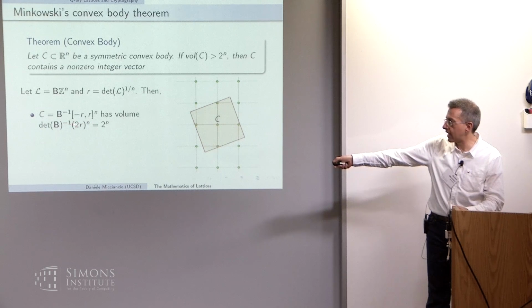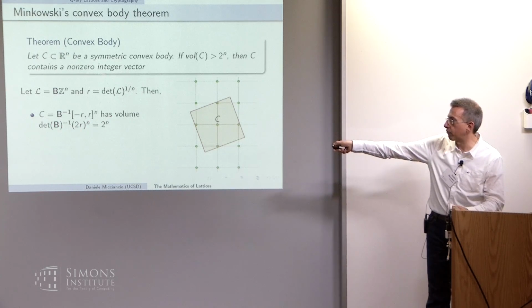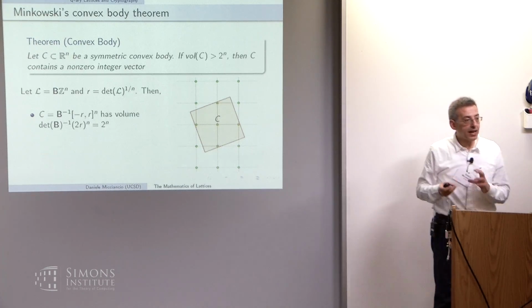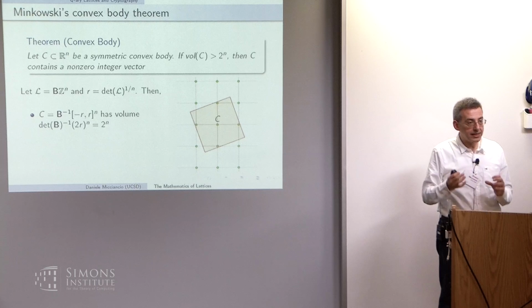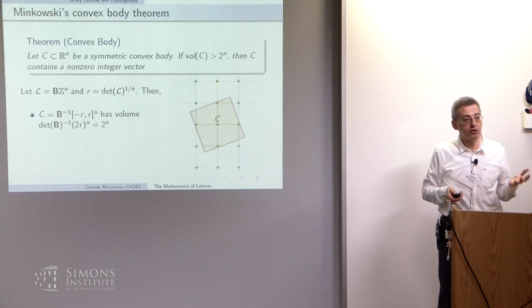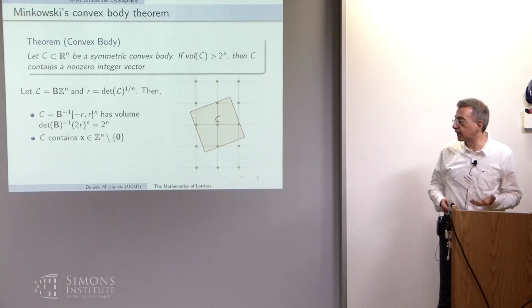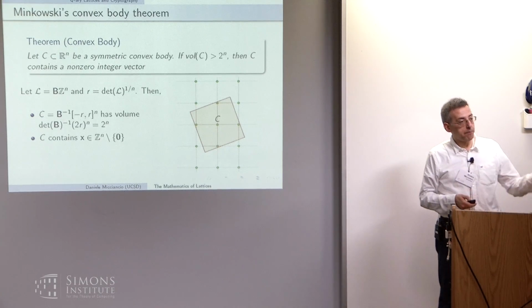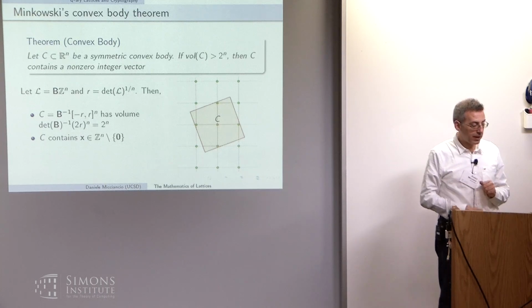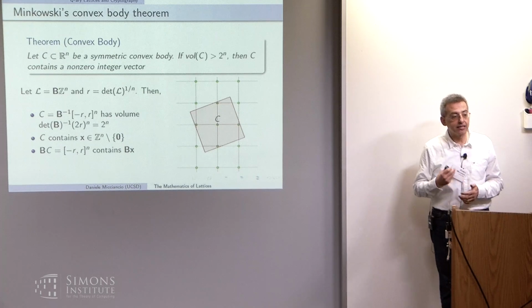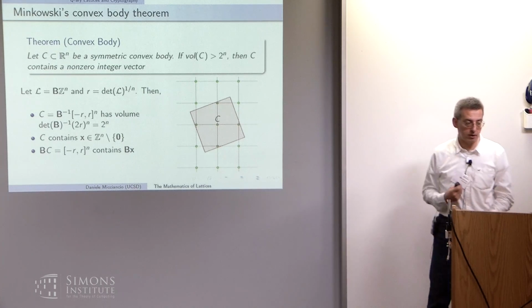So here you have this term, 2 to the n, and then the inverse determinant of B and R to the power n cancel out, because we chose R to be exactly the cancelling factor. So you get a convex body of volume exactly 2 to the power n, which must contain an integer point. And once you have a non-zero integer point, you can apply the linear transformation B back to it and obtain not an integer point, but a lattice point in the original convex body.